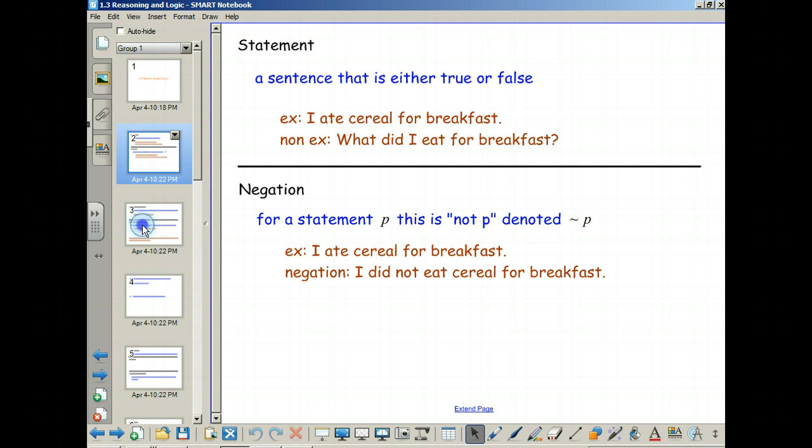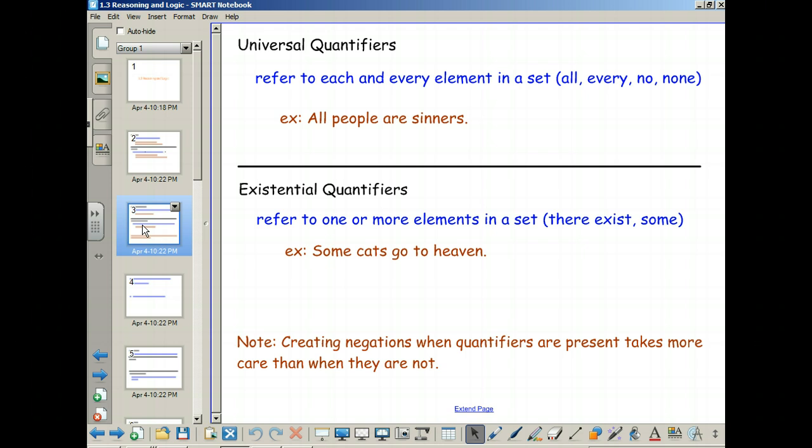The problem comes in when you have certain words in a statement called quantifiers. If you have universal quantifiers or existential quantifiers in a statement, it's tricky to do the negation. An example of a universal quantifier is when you have words like all, or every, or no. It means something that's included among the entire group. For instance, if I said we have no boys in this classroom, none of you are boys. There's an example there also. All people are sinners. That word all is applied to everything else in the sentence.